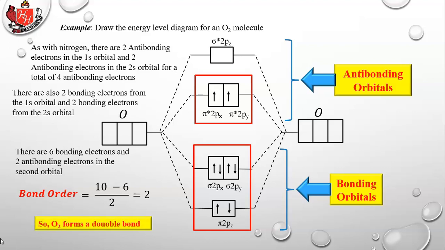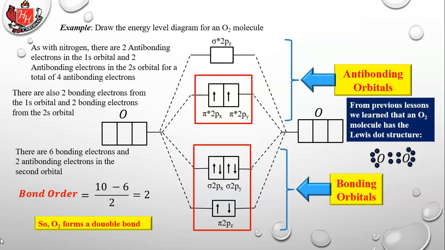That should be a double bond down there. And from previous lessons, we learned that the O2 molecule has the Lewis dot structure that you see there. It has a double bond. We know that. We've done that one before.